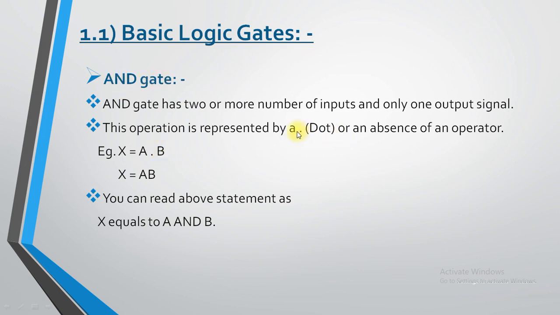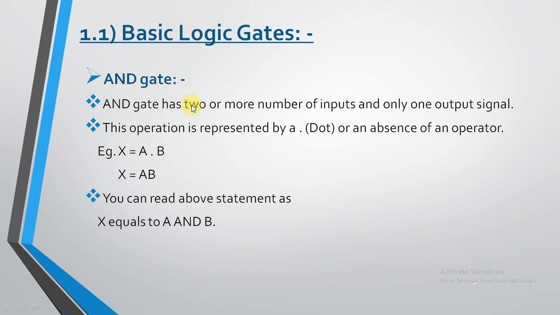So the AND gate is represented by a dot or the absence of an operator. That means when we perform the multiplication operation, if the dot is not there, you can write A or B, A and B. Let me read these two points once again.